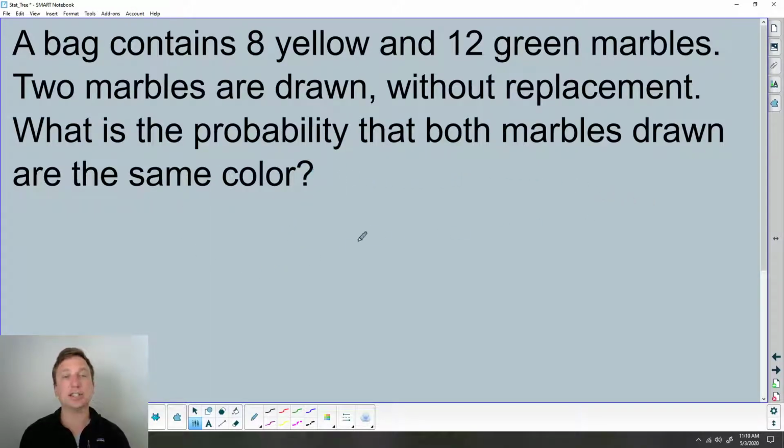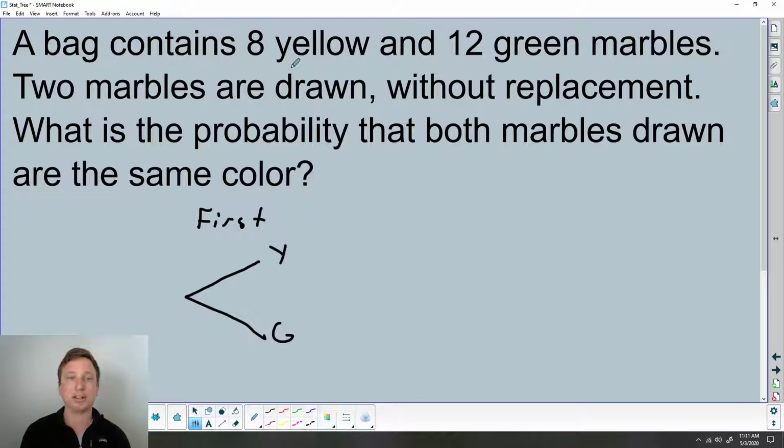So we need to show this in a tree diagram to start out. Here will represent my first marble, the first marble I draw, and it can be one of 2 options. My first marble can either be yellow or it can be green. And we know the probabilities of these happening also. 8 and 12 make 20. I don't want to reduce this because it's going to get really messy. I just want to stay consistent with an unreduced fraction here. So 8 of the 20 are yellow and 12 of the 20 are green.